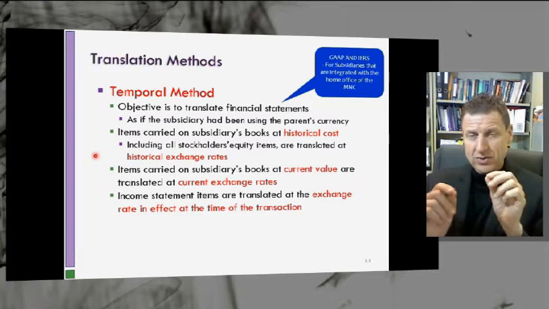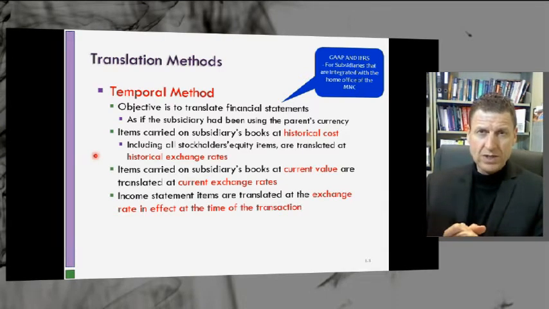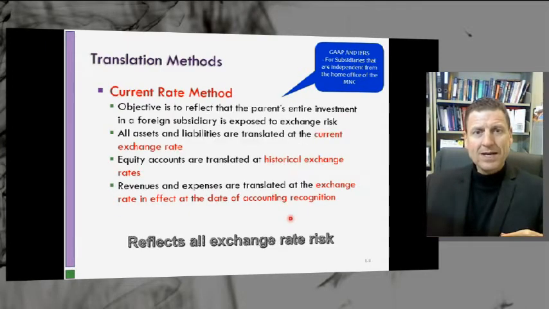So the subsidiary is doing much the same type of business. Therefore, the functional currency is going to be the home currency. You need to use the temporal method. What about the current rate method?